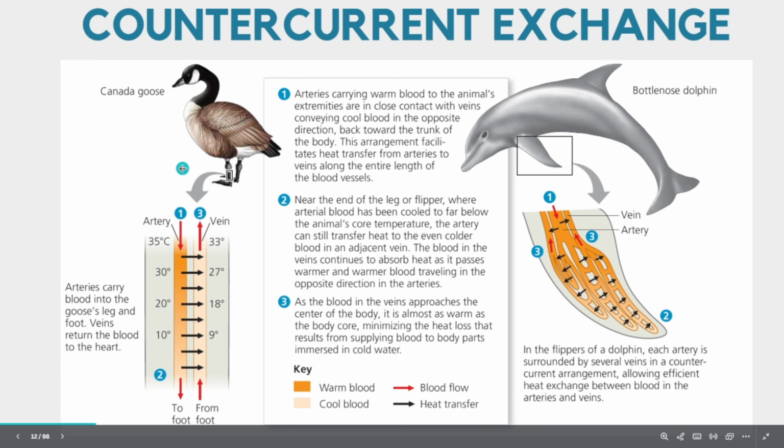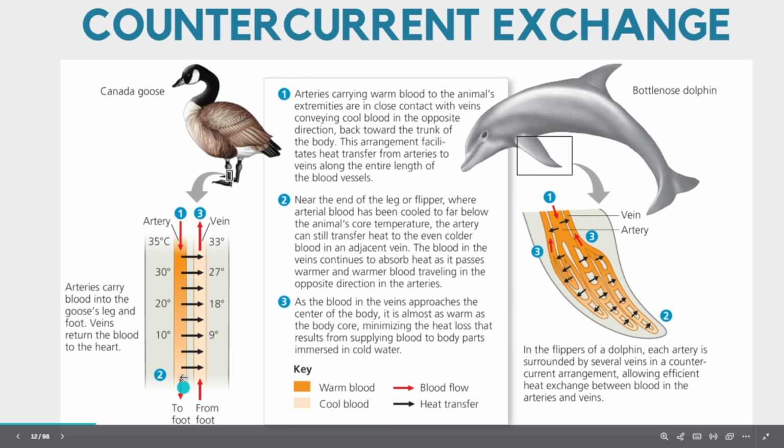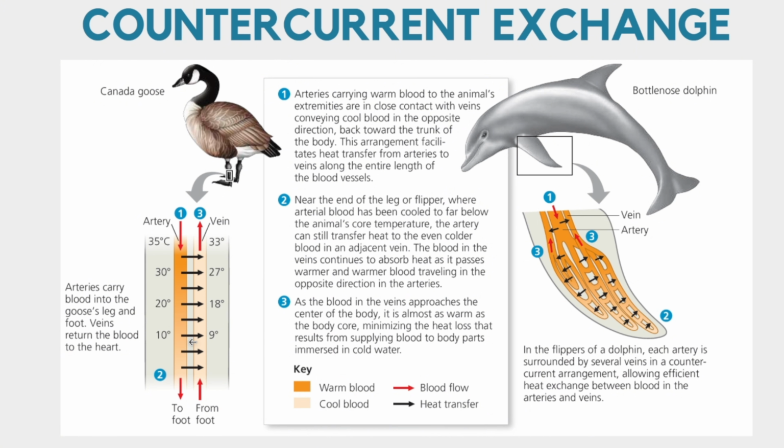So you can see here the temperature is very high, until when it reaches the foot, it will be very low. Why? Because the heat is already transferred to the vein. So this can reduce the heat loss during the cold condition, meaning that you can maintain your blood temperature in an equilibrium state. It will not be that the artery has a higher temperature while the vein has a low temperature. So for now, your blood is at a constant temperature.